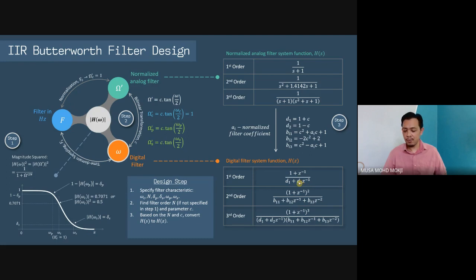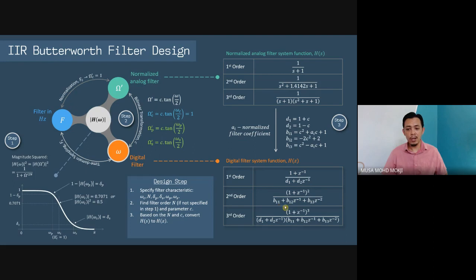Right, and what should you do here? The one not yet solved is D1 and D2. So you need to solve for D1 and D2. If you need a second order, this is actually the analog filter. So the discrete filter is this one: 1 plus Z minus 1, to the power of 2.